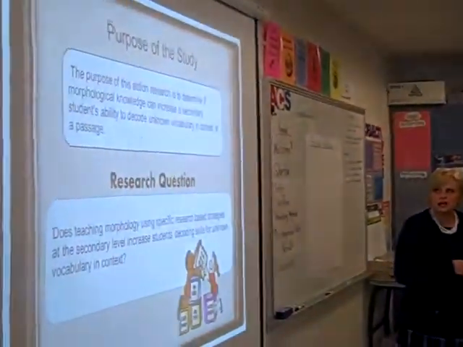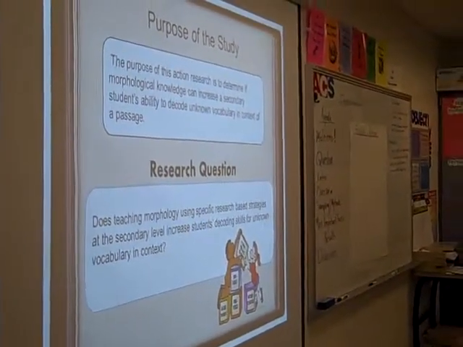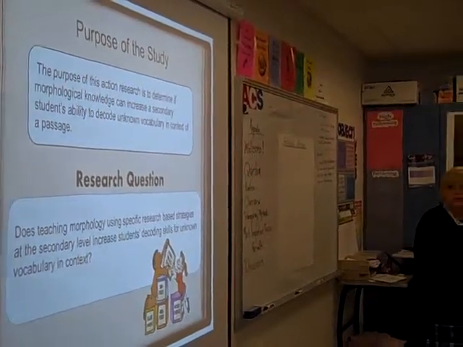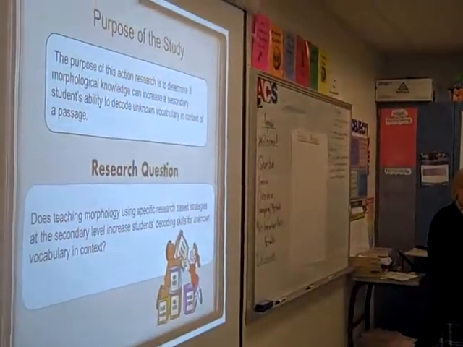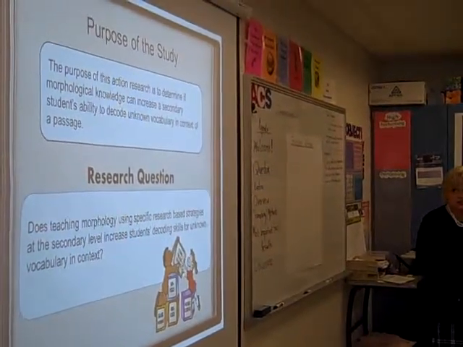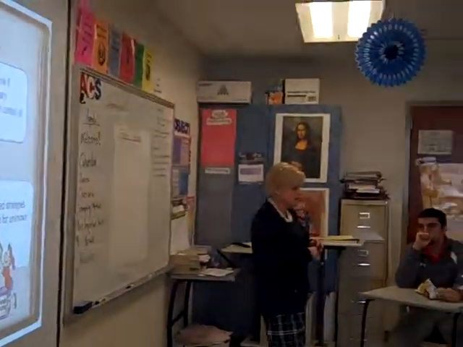The purpose of the study was to determine if that knowledge could increase a secondary student's ability to decode unknown vocabulary and context of a passage. So our question itself was, does teaching morphology using a specific research-based strategy at the secondary level increase students' decoding skills for unknown vocabulary in context?